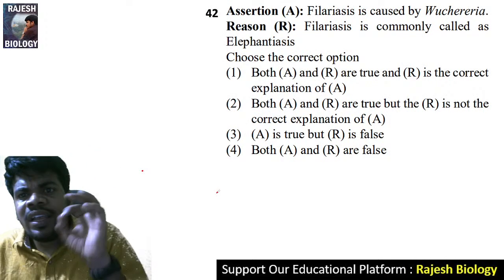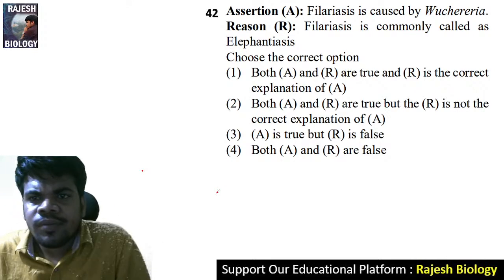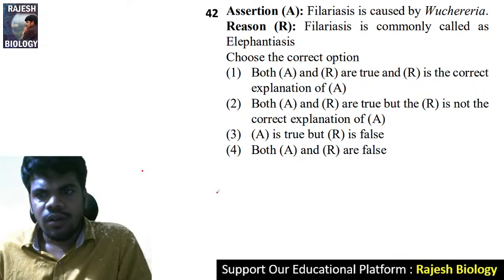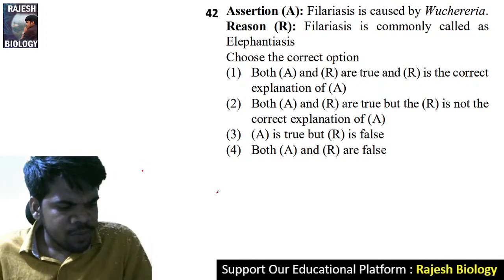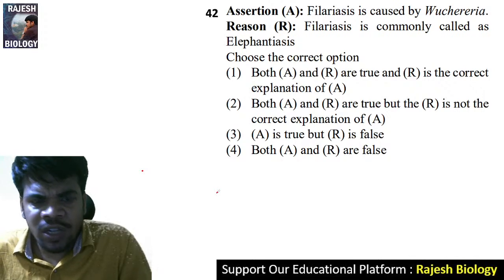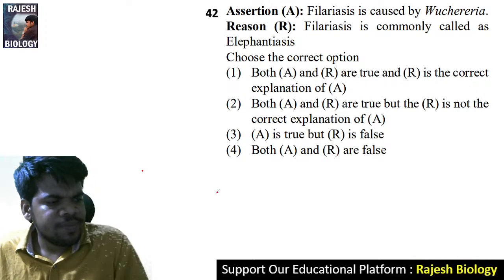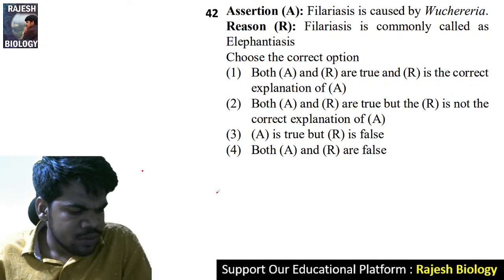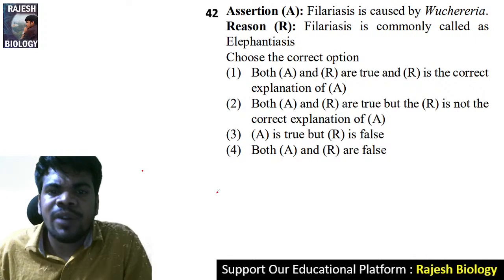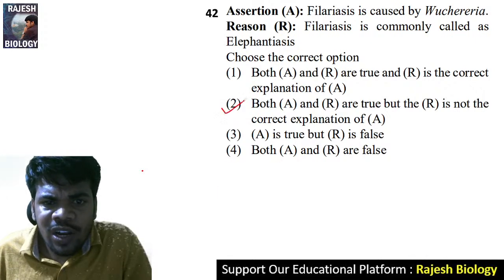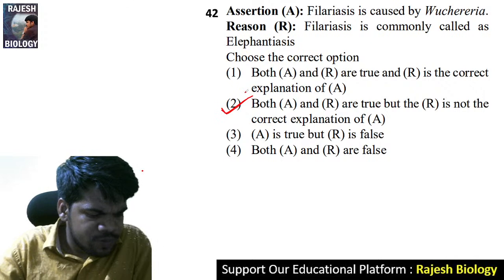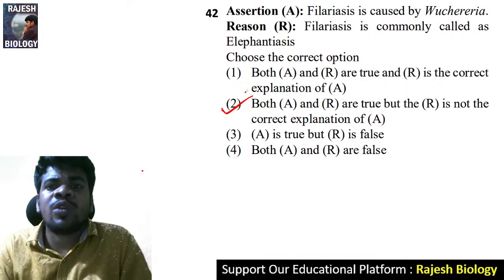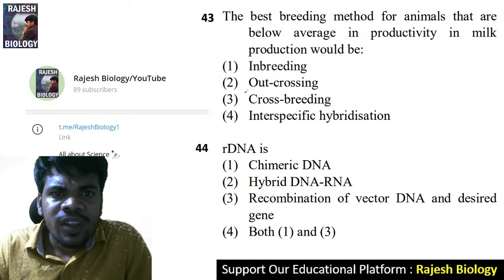Assertion: Filariasis is caused by Wuchereria. Filariasis is commonly called elephantiasis. Both are correct, right? But whether it is a correct explanation or not, we have to decide. Is it a correct explanation? No, Ganeshwari, it is not a correct explanation. It is not a correct explanation, but both are correct. 42, option 2. Because it is called elephantiasis, it is not caused by Wuchereria. Right?